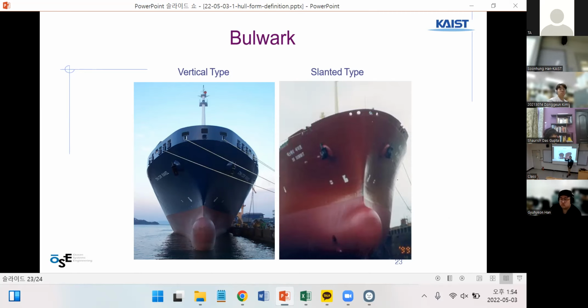More splash is coming. This one may go into the wave a little bit more than this, so that water goes up onto the deck more, but the shock is less. So depending on the situation and purpose, or what cargo or passengers are inside, you can choose between the advantages of this and this.